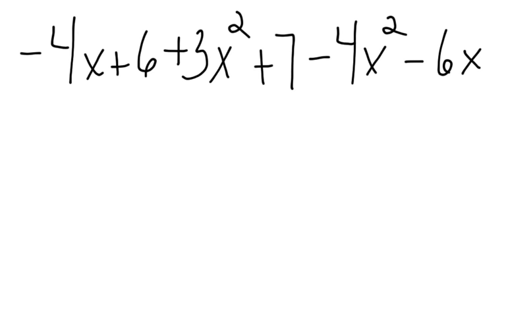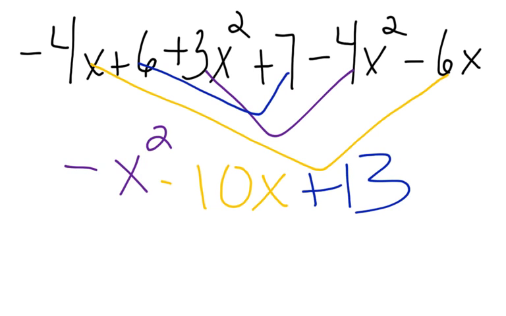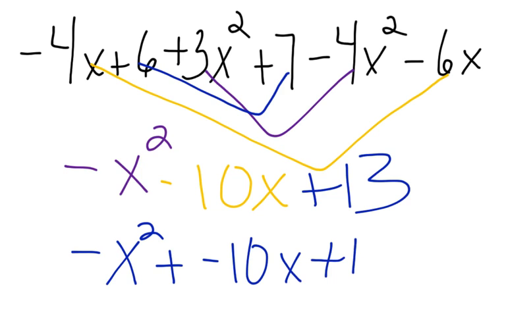Here's the next example. Please hit pause and copy it on your paper. You should have come up with negative x squared minus 10x plus 13, or negative x squared plus negative 10x plus 13.